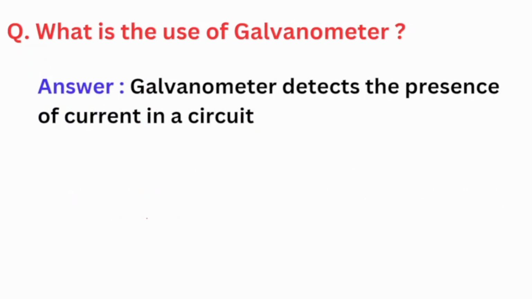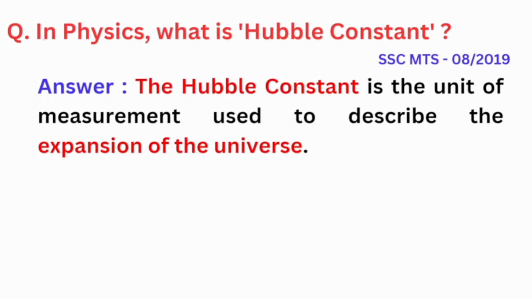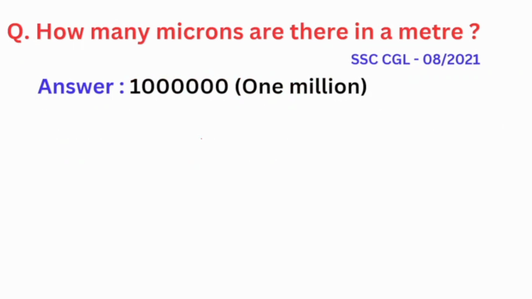Understood? Next is, what is the use of galvanometer? Galvanometer detects the presence of electric current in a circuit. In physics, what is Hubble constant? The Hubble constant is the unit of measurement used to describe the expansion of the universe. Means, to describe the expansion of the universe, the Hubble constant unit is used. Okay. Next is, how many microns are there in a meter? So total 1 million microns are there in 1 meter.